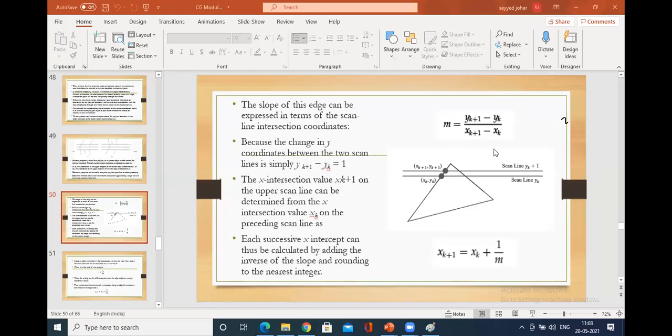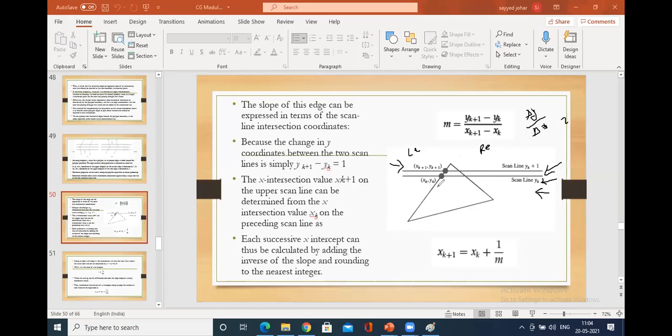How do you calculate the slope of the line? Delta y by delta x. So you know what delta y is: the change in y axis and change in x axis. Imagine the scan lines are passing like this. This is scan line yk, where the y value is initiating, and this is the scan line where we have yk plus 1. As you know, the scan line either passes from left edge to right edge or right edge to left edge. It doesn't matter for us, but usually we consider from left edge to right edge.